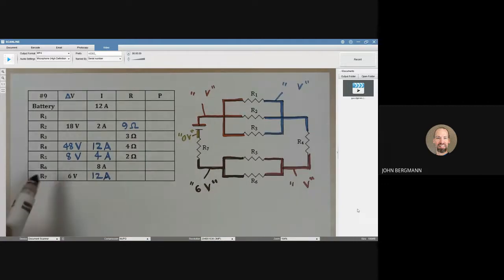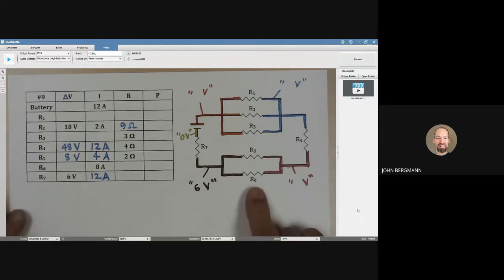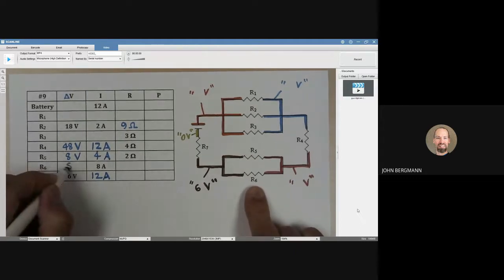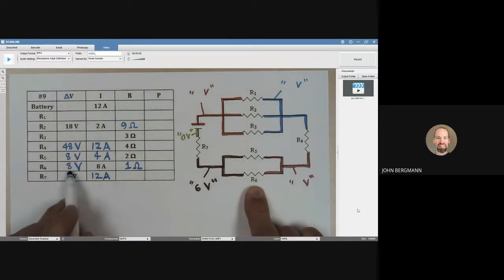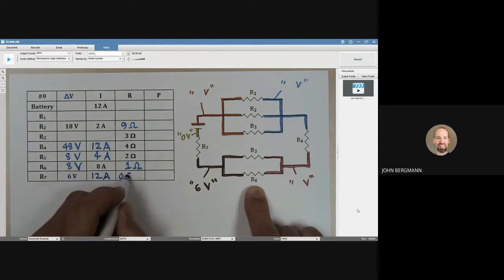And according to our table, there's an 8 volt pressure difference across resistor 5, which, first of all, must mean that there is also an 8 volt pressure difference across resistor 6. I can put that in. Why don't I fill in what that resistance must be? 8 equals 8 times what? 6 equals 12 times 1/2.